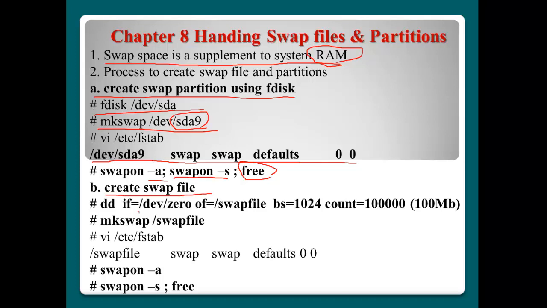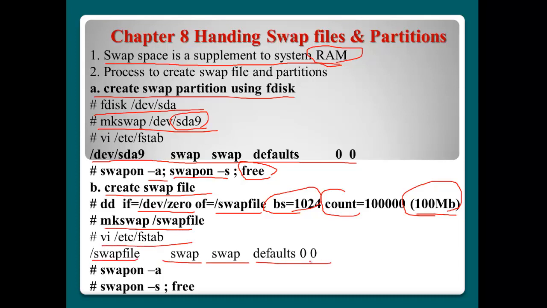First, dd if=/dev/zero, and the output file will be the swap file, with a block size and a count of 100, so this will be 100 megabytes. In this case, we will create one more swap file with a size of 100 megabytes. After that, mkswap on the same file. If we want to register it, add the swap file to /etc/fstab, swap swap defaults 0 0. After that, activate the new swap file with swapon -a, and then check the total size, and we can also check the swap total size using free.